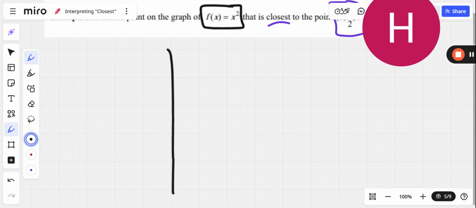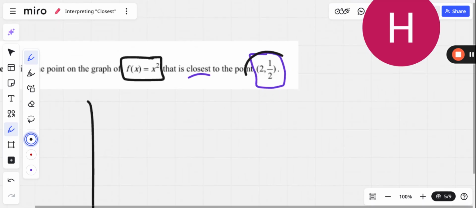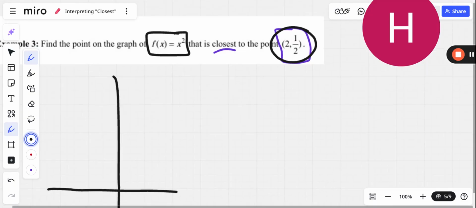If you're like, I don't know how to graph this, well, you know what x squared looks like, so that shouldn't even be a question. But look at this point. Just make sure that that point is reasonably in frame, and you'll be okay.